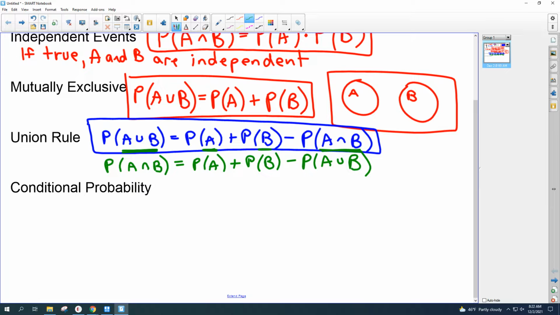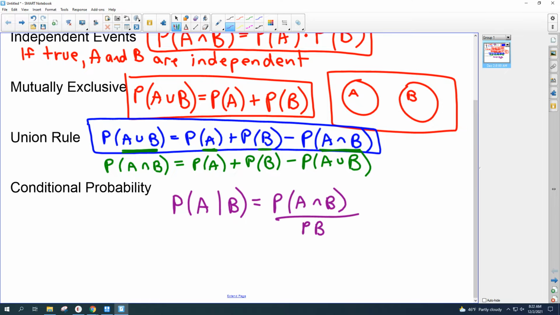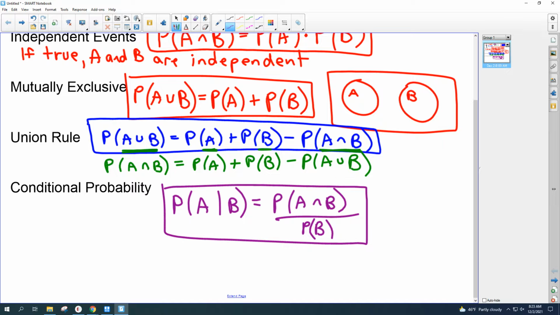Then the last one is conditional probability. Conditional probability is this: probability of A given B equals the probability of A and B divided by the probability of B. So conditional probability is you're finding probability, but you've got this background information.